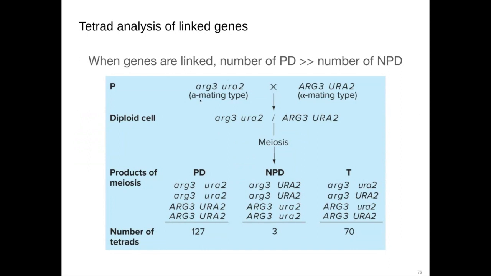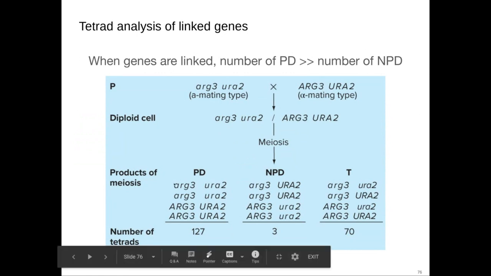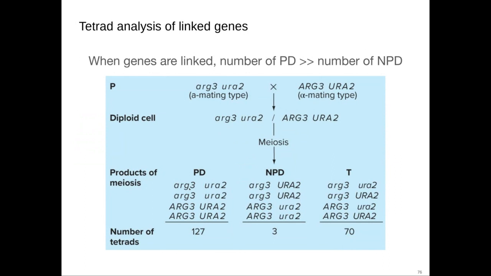So we can look at a different example here. We have ARG and URA, the A mating type and the alpha mating type. They produce a diploid cell, and we can look at the products of meiosis, where we have 127 PD, 3 NPD, and then 70 T. And you can see the number of PD greatly exceeds the number of NPD, right? So, which tells us that they're linked with one another, that the probability of swapping ARG capital for ARG lowercase is extremely low. So the physical distance on these, remember, in terms of recombination frequencies, would tell us they're very close together.